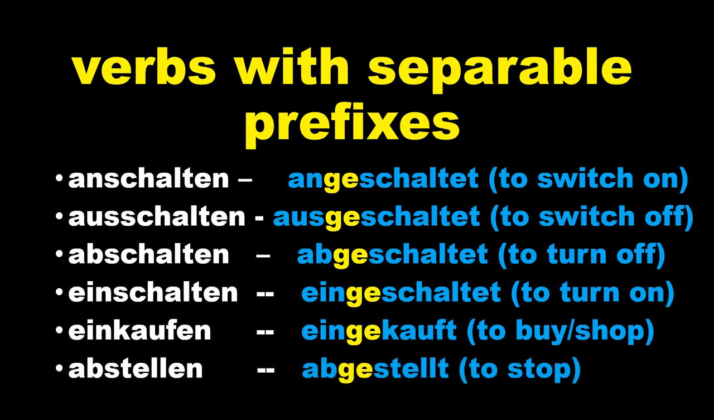Let's take one more example. Abstellen. Ab is the prefix, stellen is the second part of the verb. When we remove this ab, then we have to put the G: gestellt, abgestellt. That is how we make the participle two form for this verb. Abstellen means to stop. Abgestellt, gestellt: we take the Stamm form, then at the end we add the T. So that is how we make the participle two forms for verbs with separable prefixes.